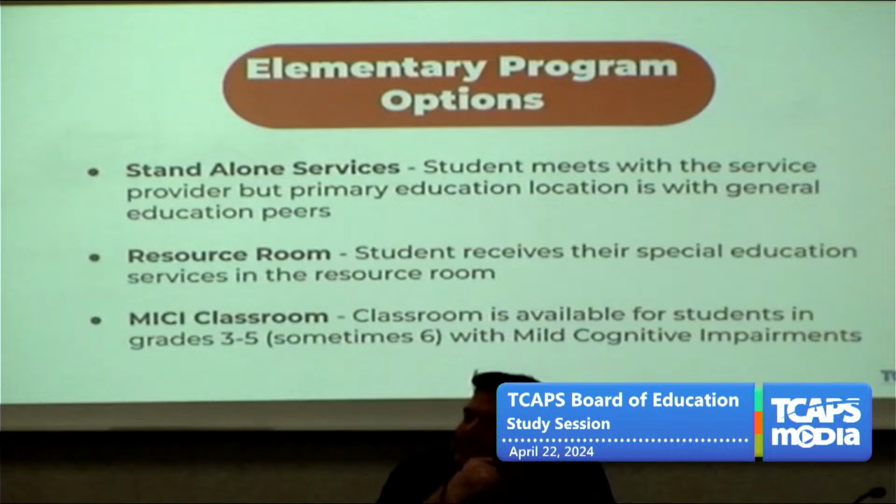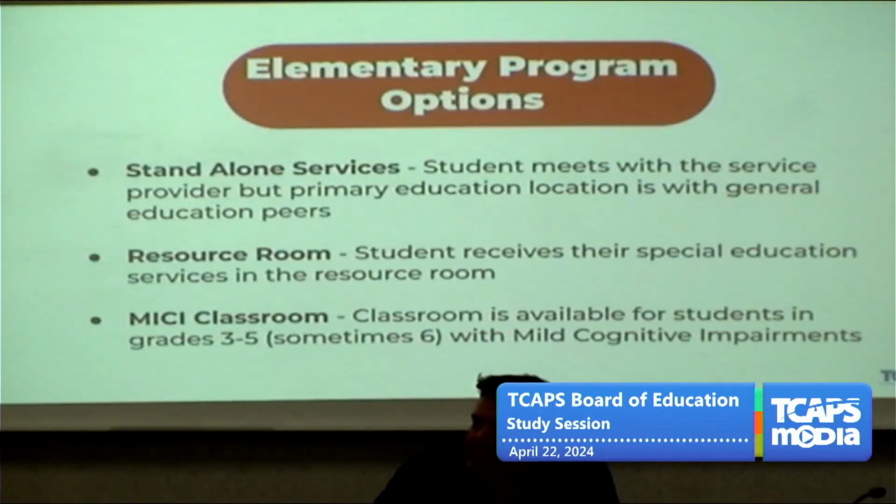So they're not missing what's in class, they're still learning that as I would be teaching the other stuff for them to catch up. The MyKai classroom is for students grade 3 through 5. Sometimes it goes to 6 in the elementary. And this is for students who would be on essential elements.